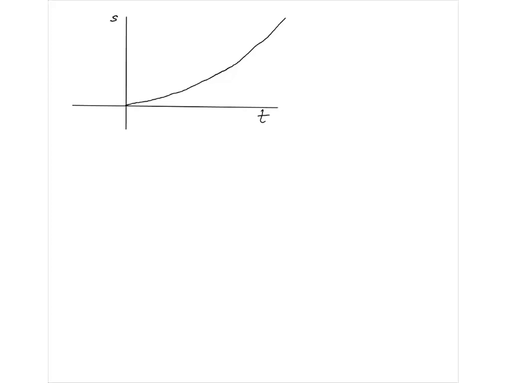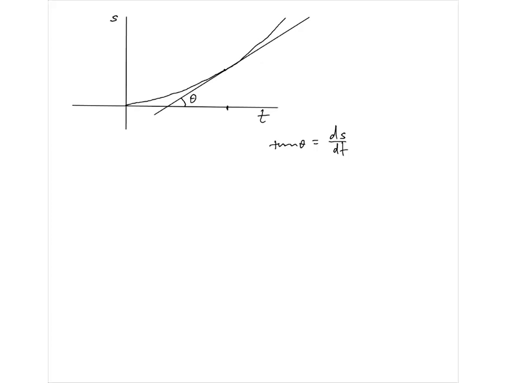From this graph, I want to know what is the speed at so and so time. So I would need to draw a tangent at that point. This is the tangent at that point. I would need to find this angle theta. Then tan theta is the same as ds by dt at that point.